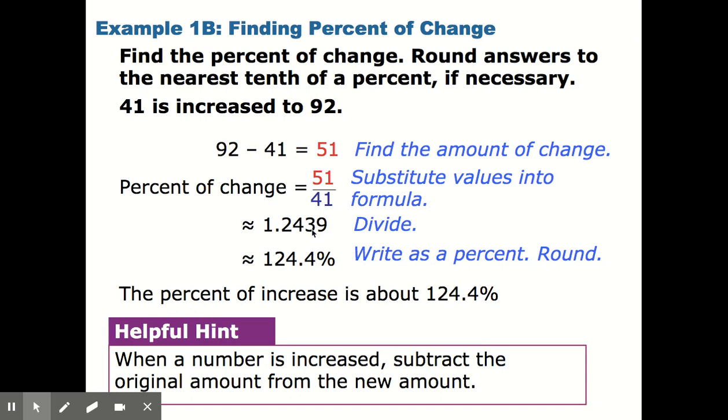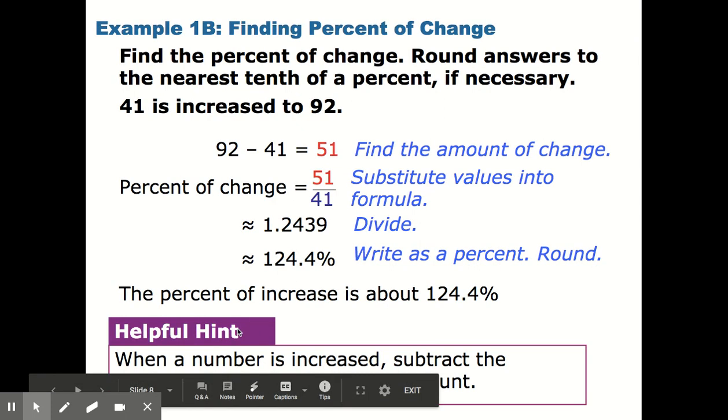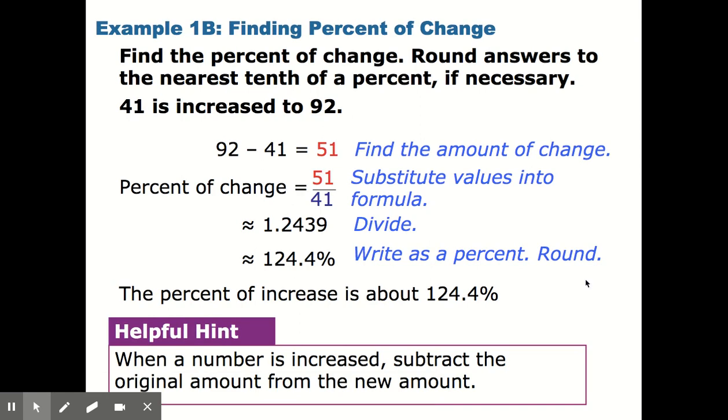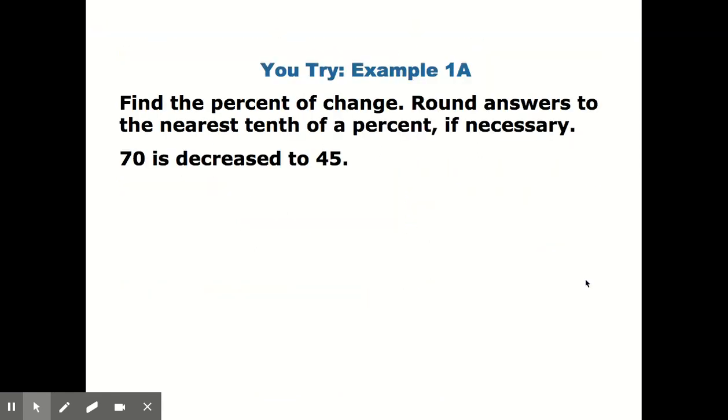Okay, it went above 41. So going just to 41 would be 100%, and then a little bit more would give us the extra. Just remember, when a number is increased, just a helpful hint, subtract the original amount from the new amount. Okay, so now you try. Find the percent of change. Round answers to the nearest tenth of a percent if necessary.